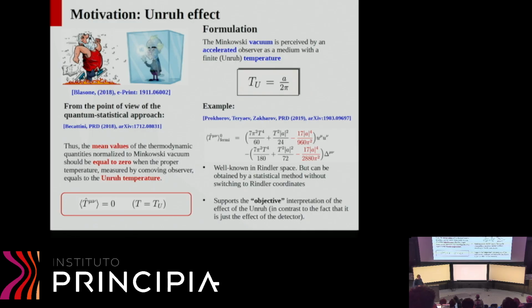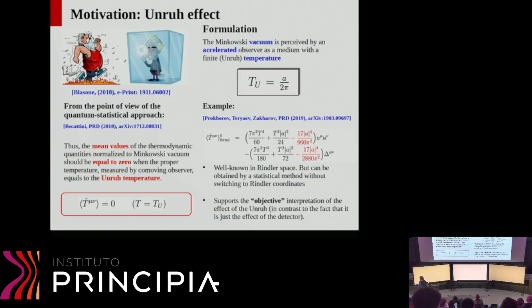So if we consider two observers, a static observer sees the Minkowski vacuum at zero temperature, and an accelerated observer will feel a finite temperature. And several years ago, there was an interesting development, which started with this paper of Francesco Becattini. The statement is that we can obtain a new point of view on the Unruh effect from the point of view of quantum statistical methods. And the statement is that the direct consequence of the Unruh effect is that if we find the mean value of operators, such as the stress-energy tensor operator, it includes corrections with acceleration, and the Unruh effect means that these quantities should be 0 when the temperature equals the Unruh temperature.